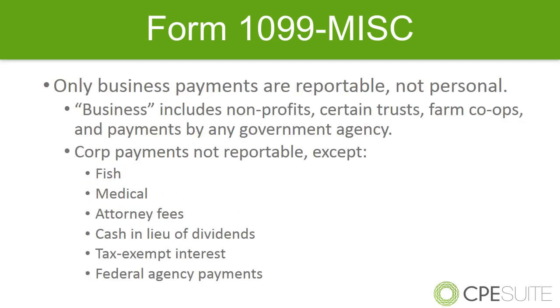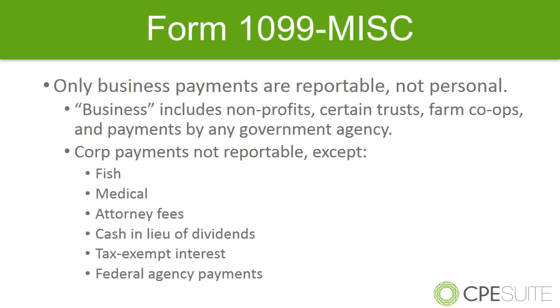Only business payments are reportable on a 1099 miscellaneous, not personal payments. So, I am not required to issue a 1099 to Home Depot, for example, because of the $1,200 that I spent there on new flooring. All right, for my personal residence, I'm not required to issue them a 1099.